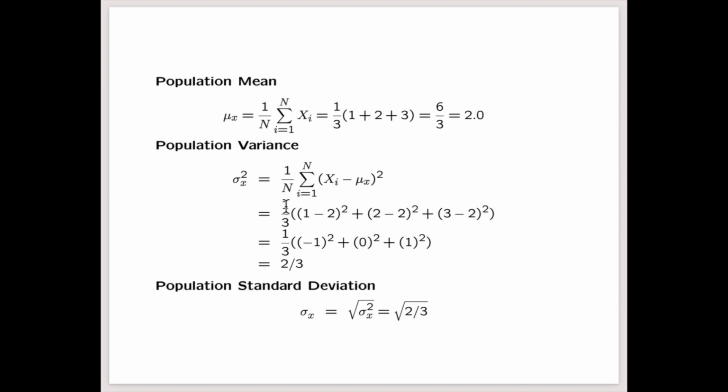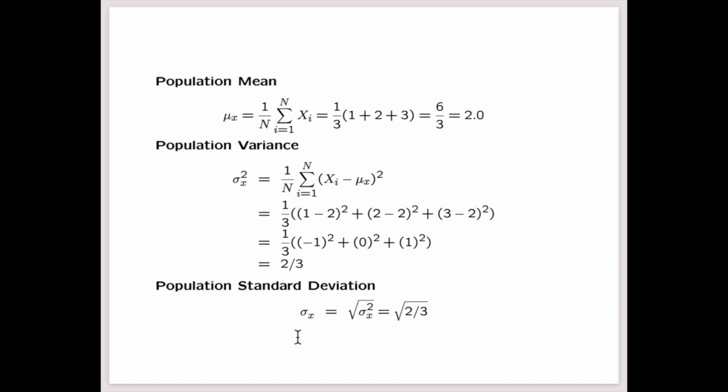And so we have 1 third times this sum: 1 minus 2 quantity squared, plus 2 minus 2 quantity squared, plus 3 minus 2 quantity squared. And you can see here that we get 2 thirds. So the variance of this population is 2 thirds, very easy to calculate. Then to get the population standard deviation, we just take the square root of 2 thirds. By the way, notice that the population variance is denoted by lowercase Greek letter sigma squared, and the population standard deviation is just sigma.